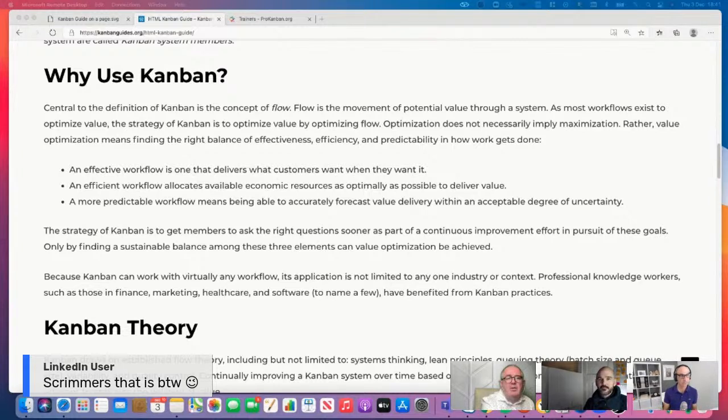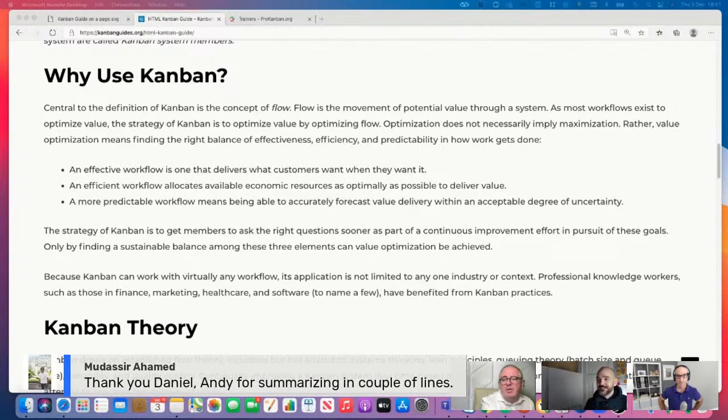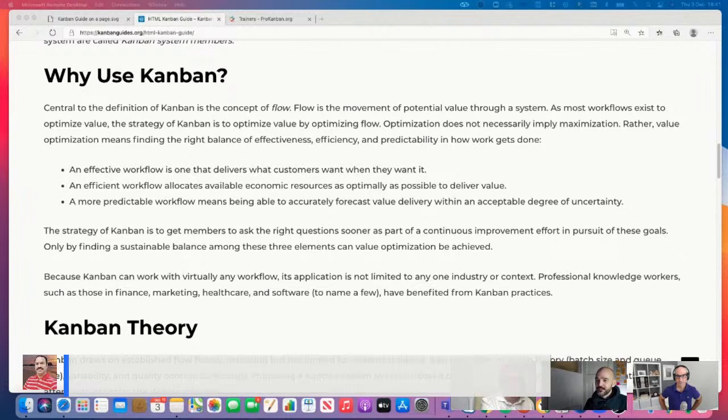Just looking at a few other comments here. A smile from Sunil. I think this might be James. Hello, Sunil. Yep. Hello, Sunil. And just a word of thanks to Daniel from Mudassir for your answer earlier.